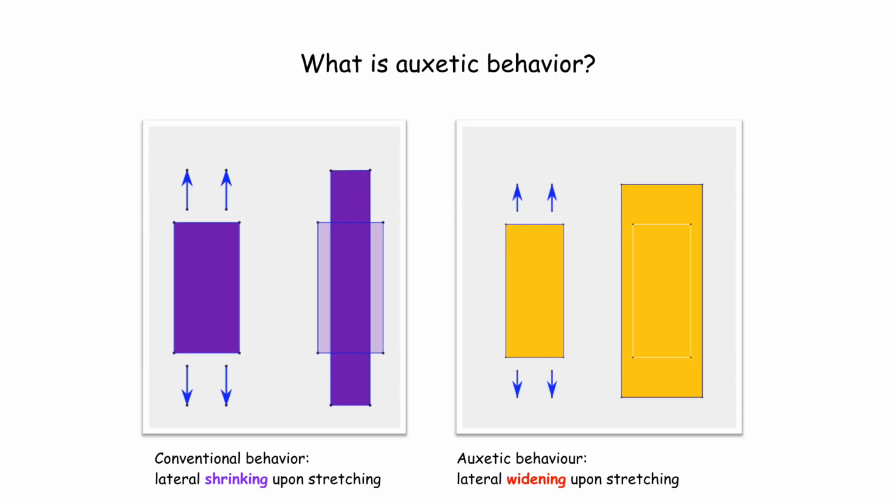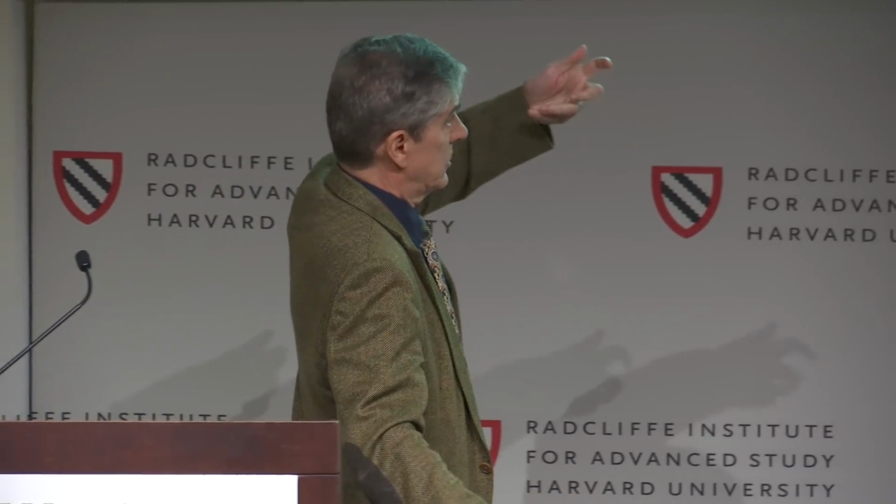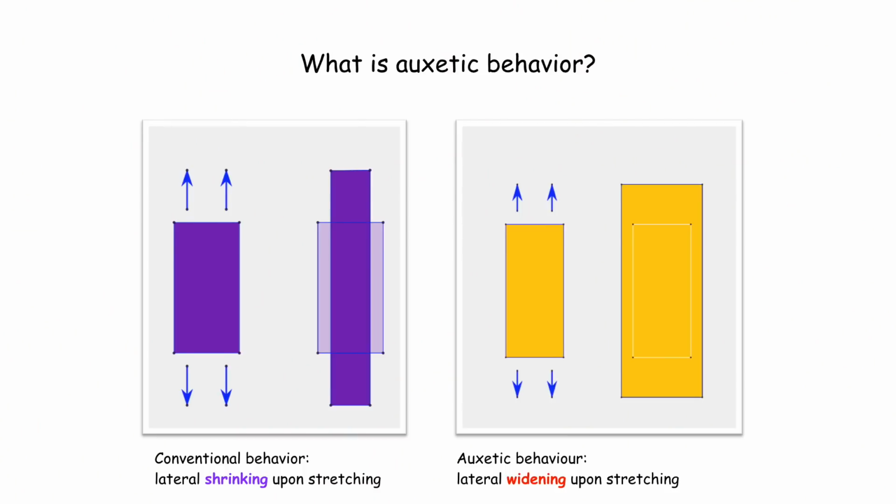But in some instances, this less intuitive type of behavior was observed: you may pull and stretch the material, say vertically in this diagram, but at the same time, laterally, instead of shrinking, this type of material expands as well. So this is the short intuitive definition of auxetic behavior. It involves lateral widening upon stretching.